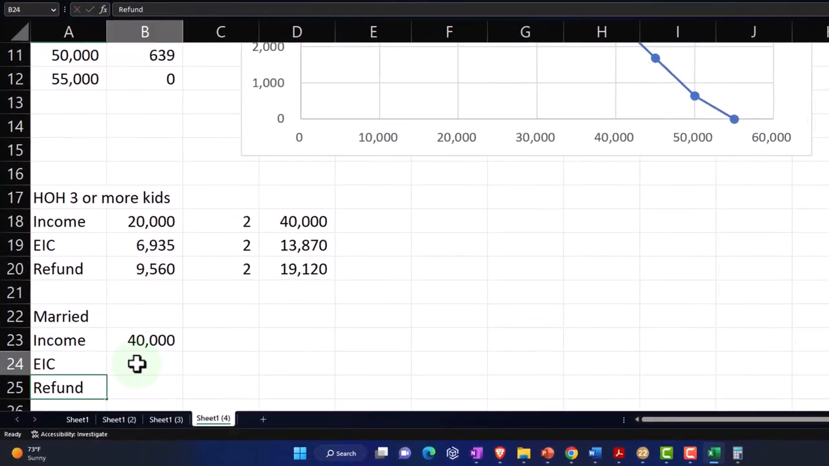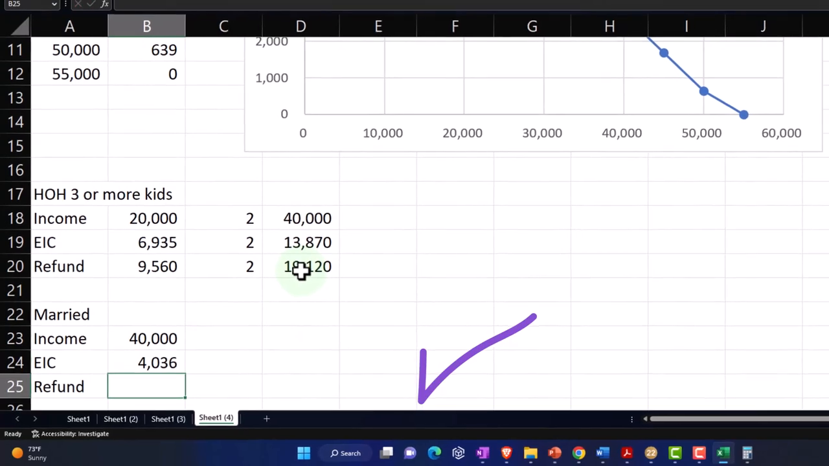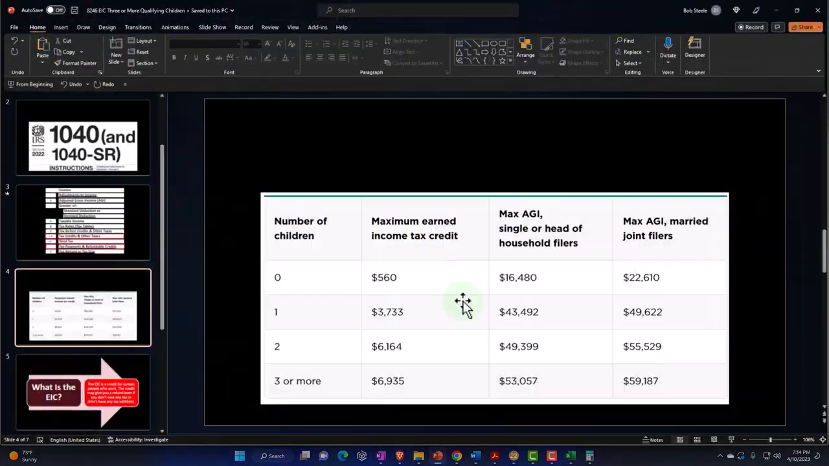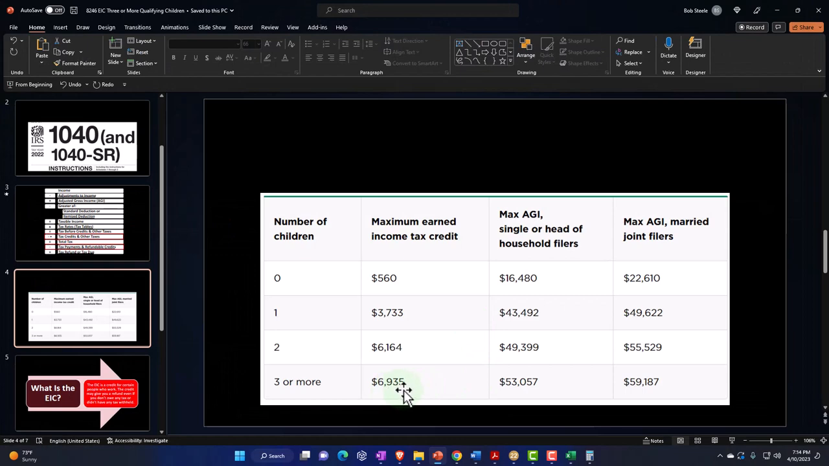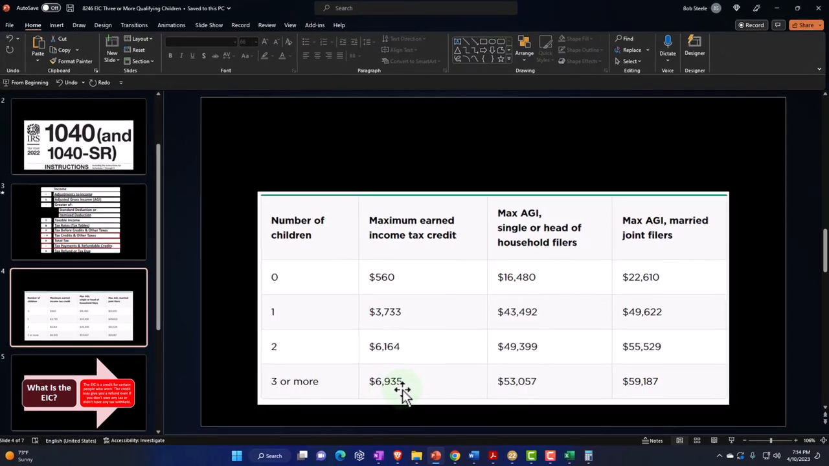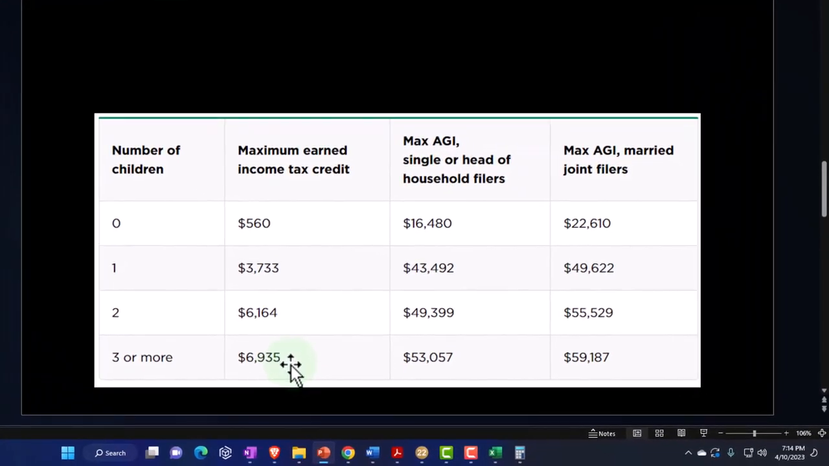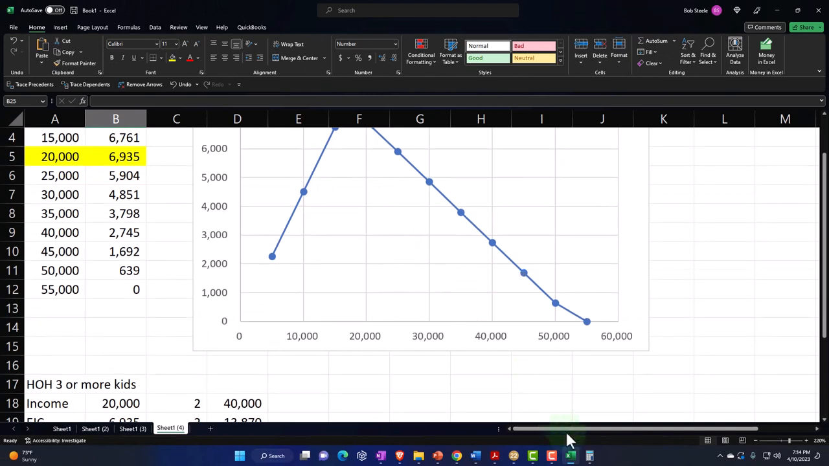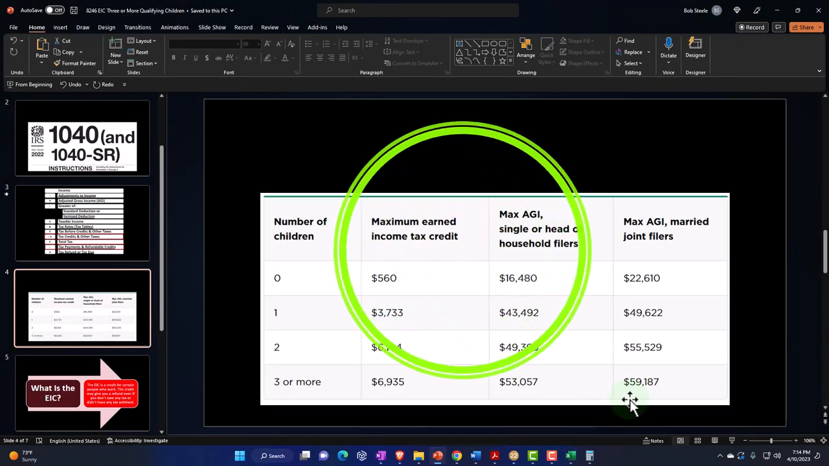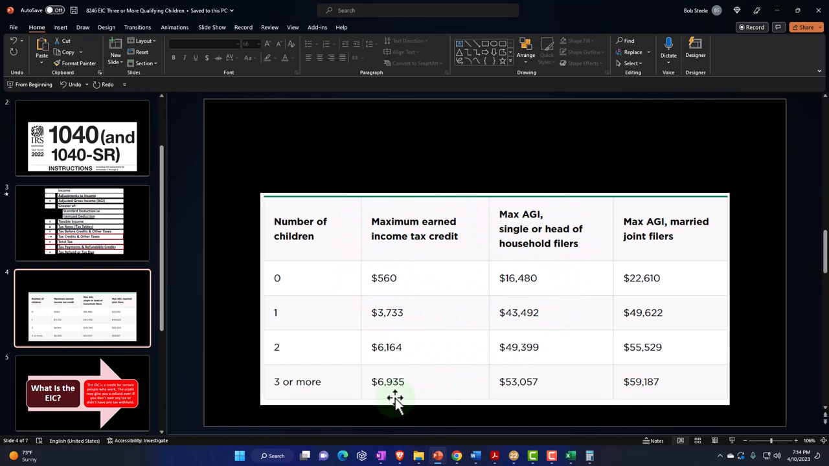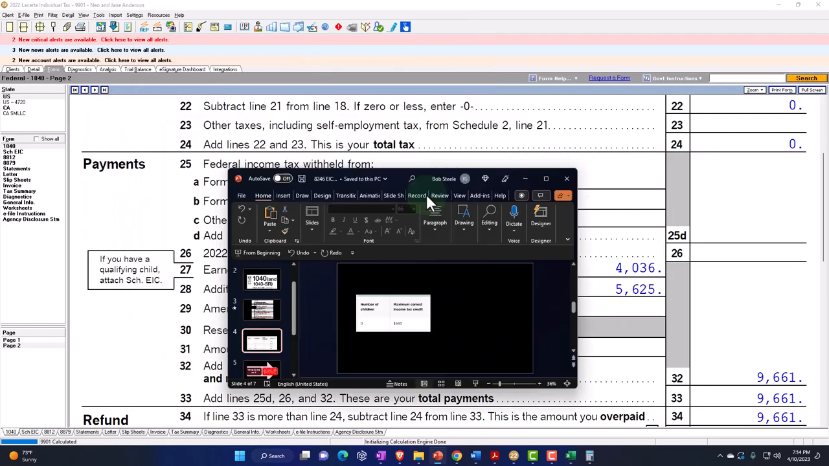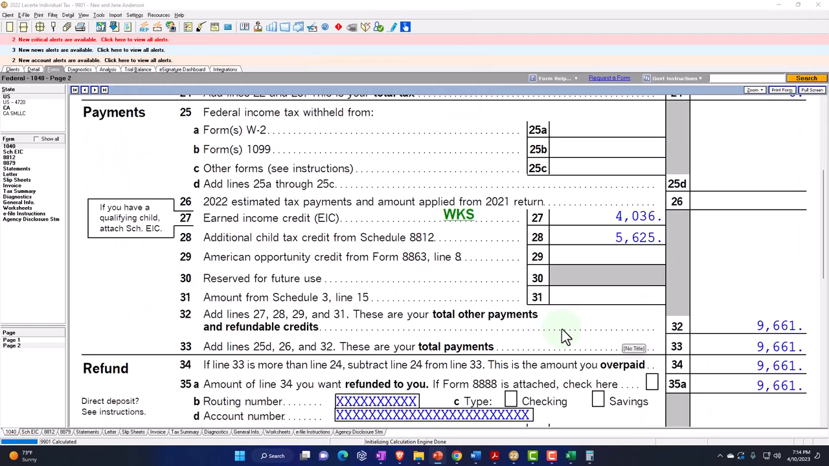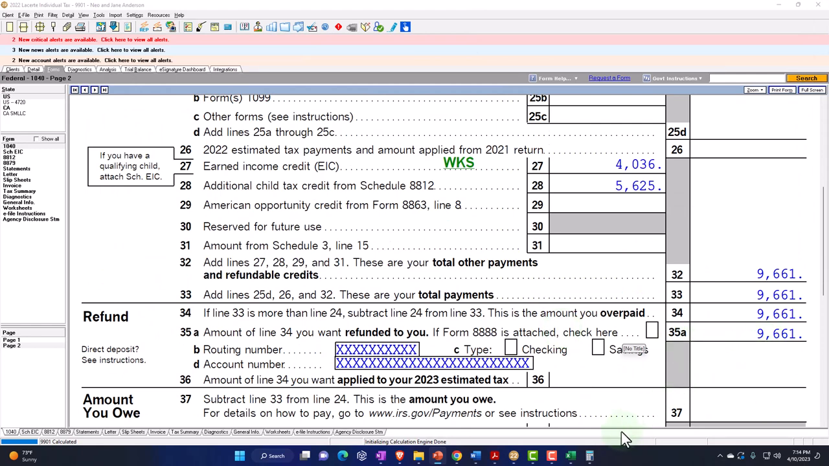4,036. Now remember this, the maximum tax credit was 6,935 that they were both getting before when they had three or more kids but had 20,000 of income, because the incomes don't double, right? So you can imagine this curve kind of shifting to the right, but it doesn't double. So they're actually getting less than the maximum credit, even though they've got six kids now and 40,000 of income married, as opposed to 20 and 20 before. And so that comes out to 9,661.